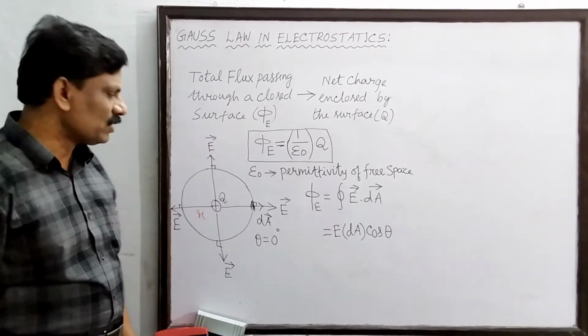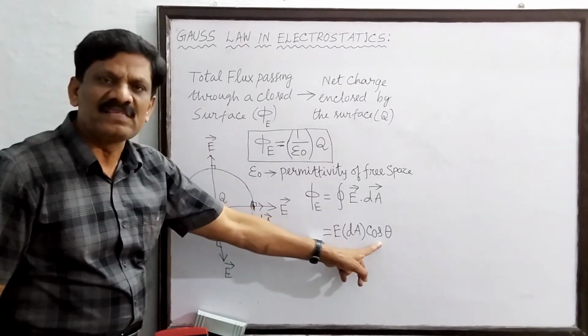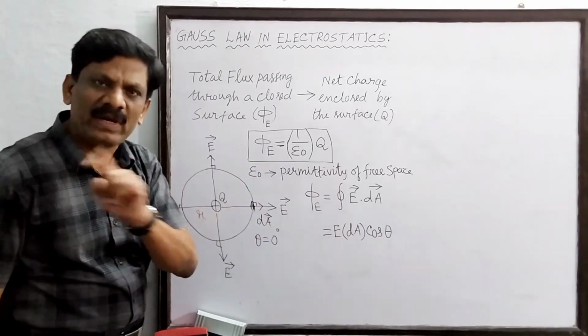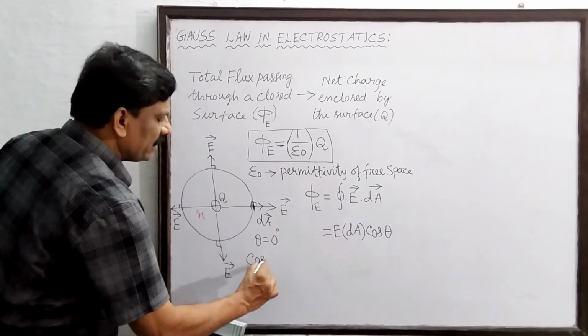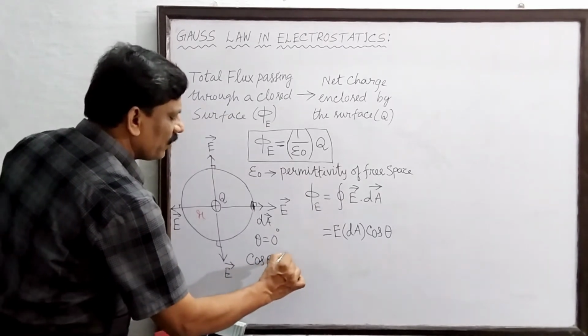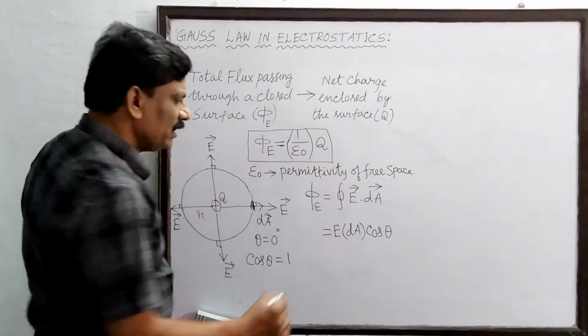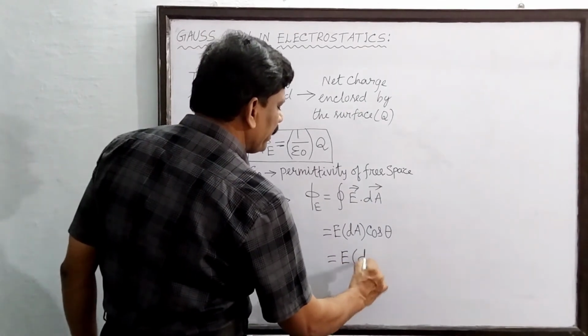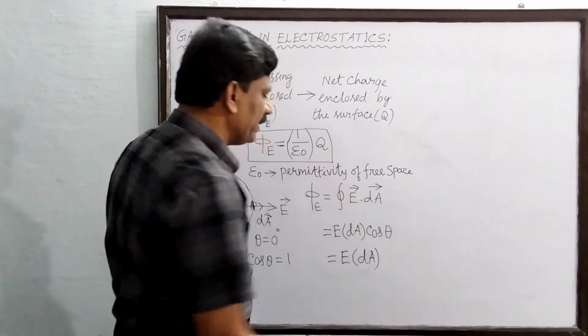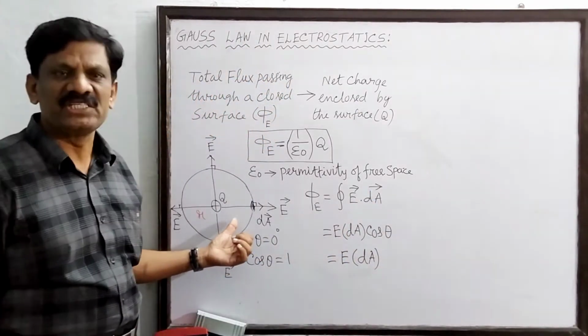Okay, students? So now I am going to substitute here. Theta is equal to 0, so cos theta is equal to cos 0, which is equal to 1. So this will become E into dA, for this picture.